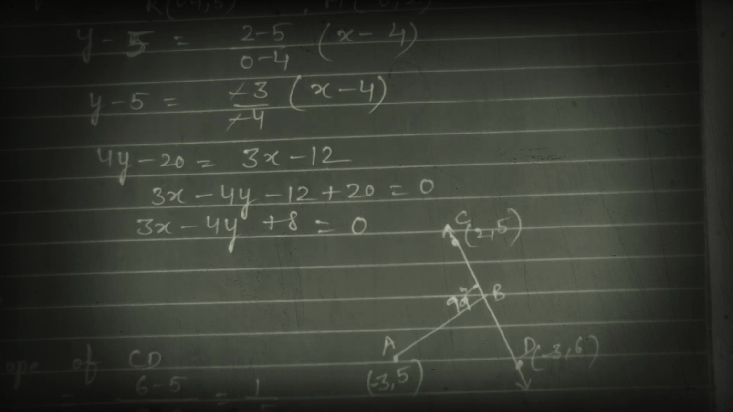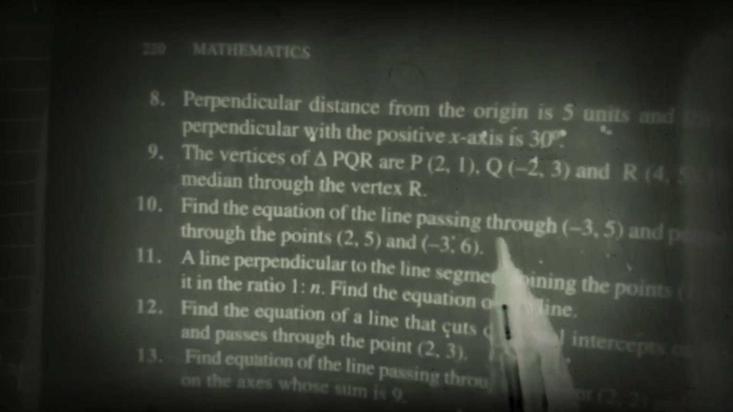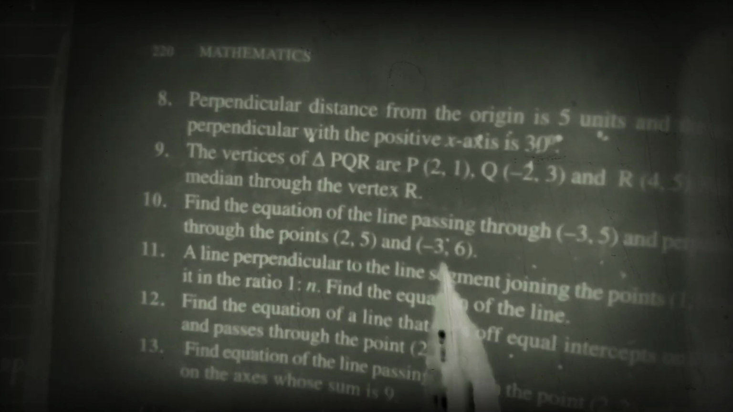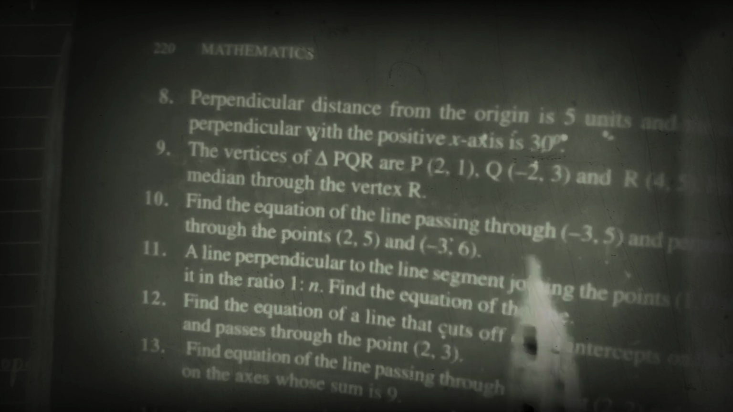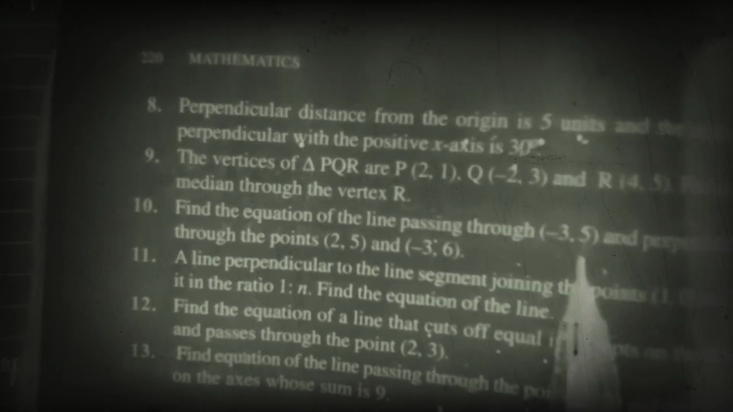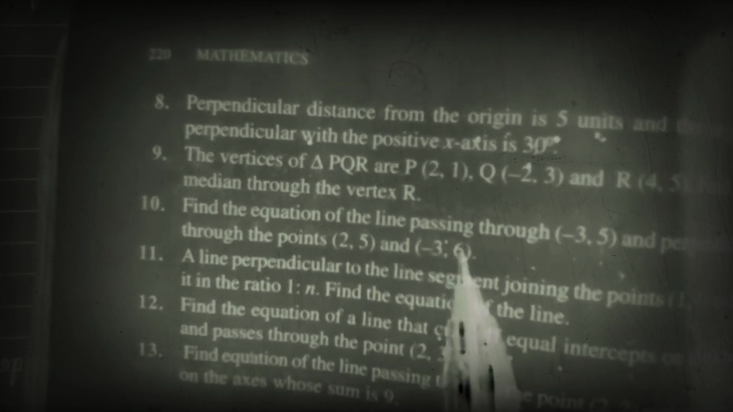Now come to next question, question number 10. In 10th question, read 10th question here. Find the equation of line passing through minus 3, 5 and perpendicular to the line through these points. आपको एक लाइन की इक्वेशन निकालनी है जो पास कर रही है माइनस 3, 5 से एंड विच इज परपेंडिकुलर टू द लाइन पासिंग थ्रू दीज 2 पॉइंट.